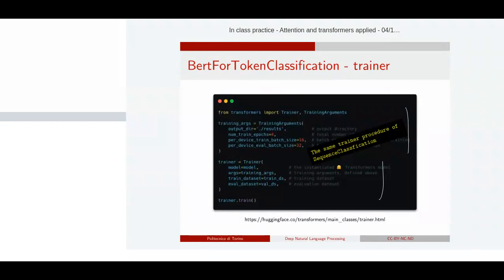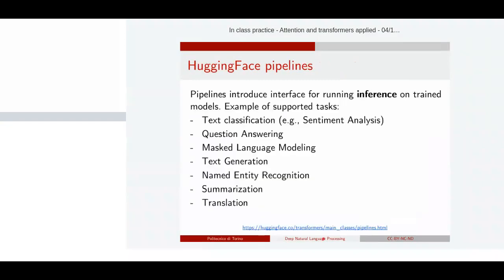So using the trainer in this case, you can abstract the under the hood operations that you need to do: iterating over the data set, backpropagating, dividing into batches, and so on and so forth. Here the code is the same as before that we had with the sequence classification part.